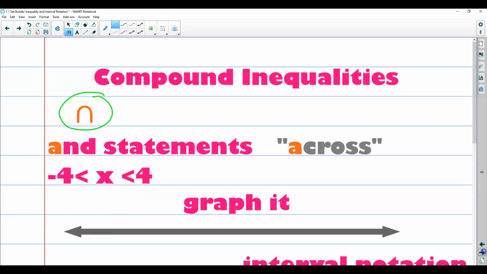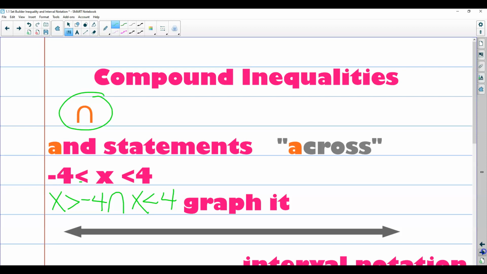So, this is -4 is less than x. So that means x is greater than -4. And now I'm going to write the left side of that. So I'm going to cover this part up. X is less than 4. Those two mean the same exact thing. I might write that either way on a test or a quiz.